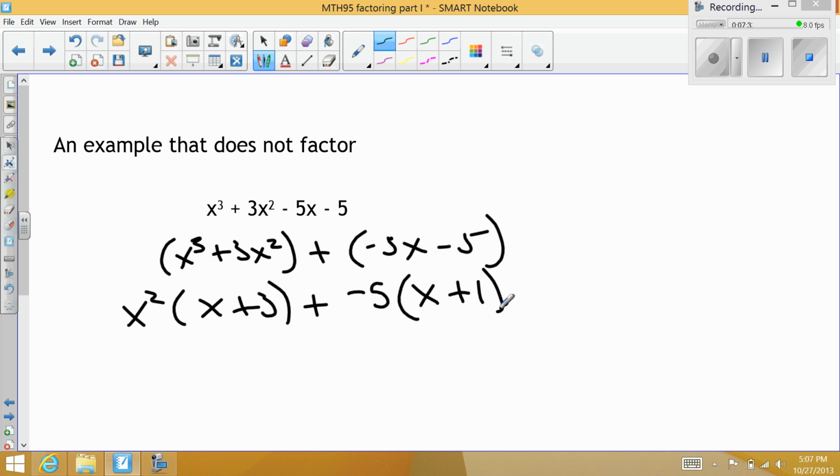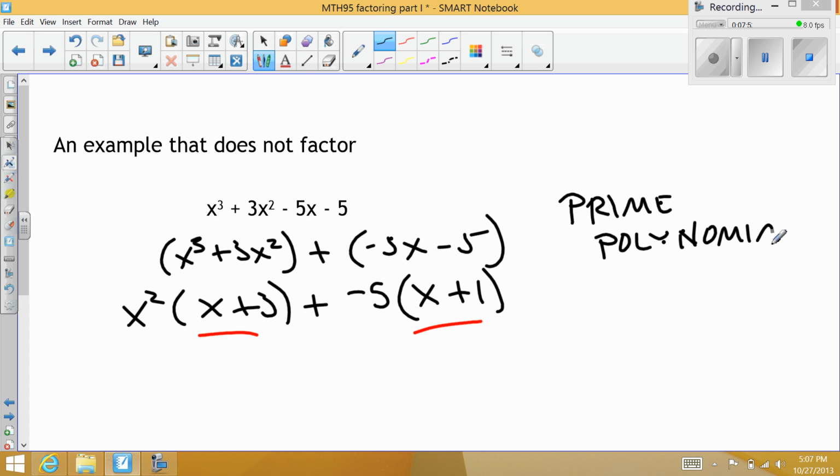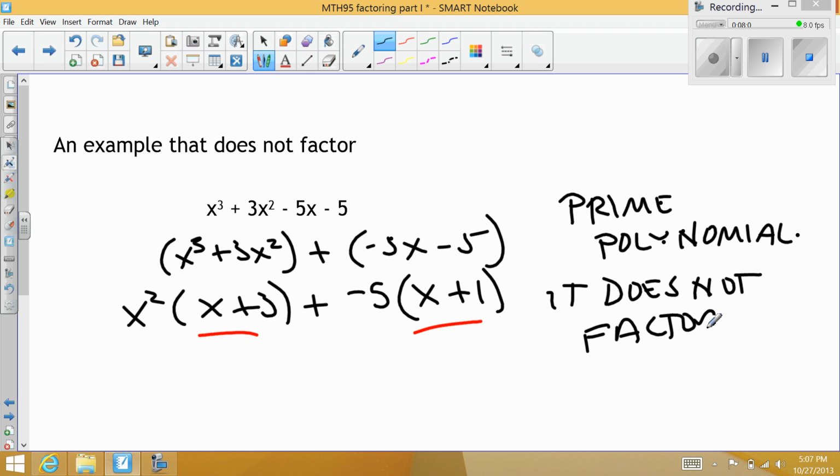Now the problem on this one, these are not a common factor. We don't have anything common, so we can't go any further. And so we say this is what we call a prime polynomial. It does not factor. And we stop. And this expression cannot be factored.